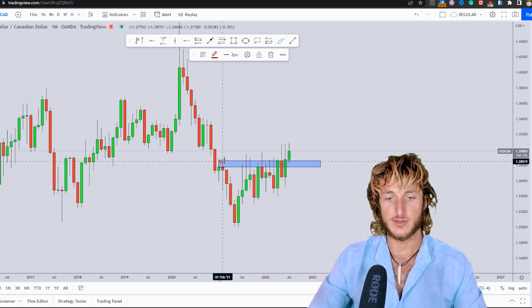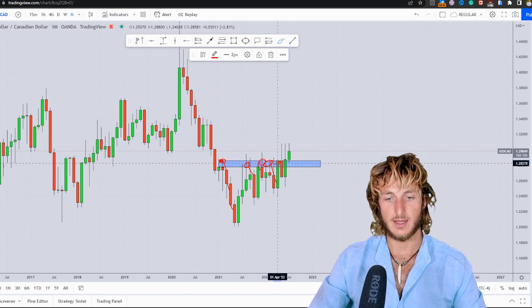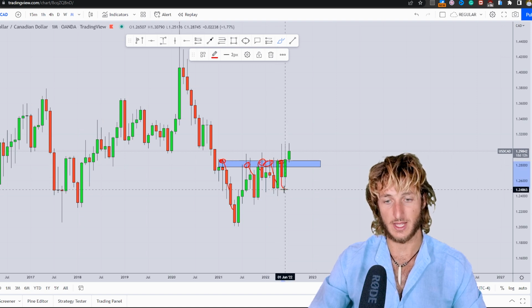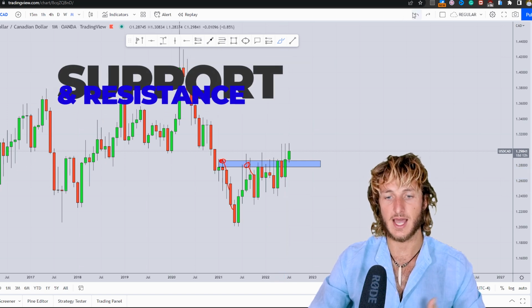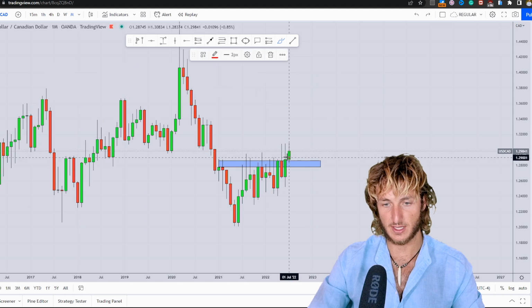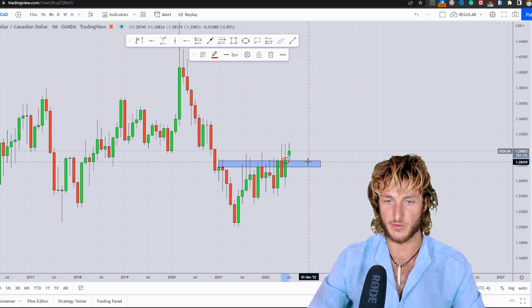In fact, this zone was acting as resistance here, again resistance here, again resistance here, and again here. And obviously, in the past few months, the market has once again tested the area and rejected it to the downside. However, last month, we had the first close above this resistance. In fact, this monthly candle here, as you can see, closed above the resistance.